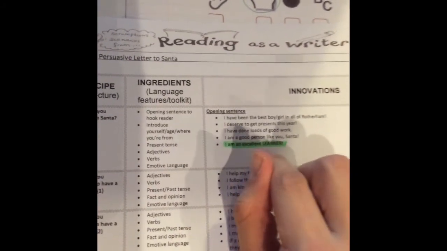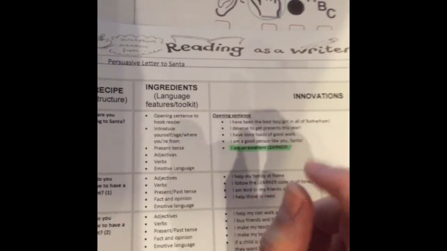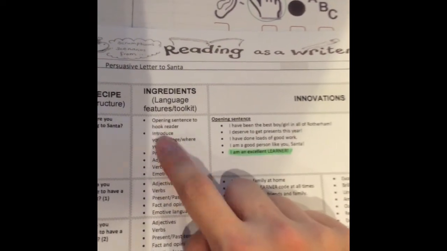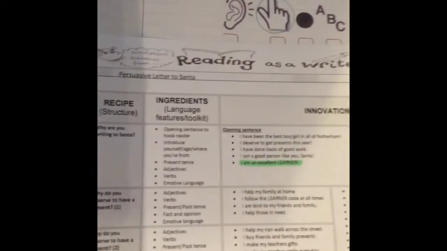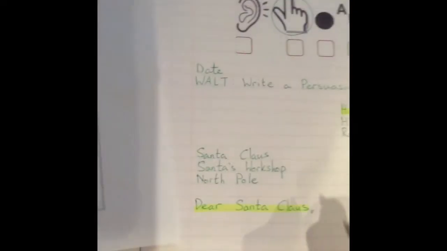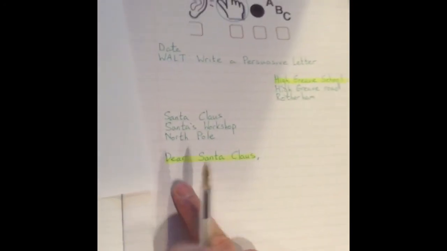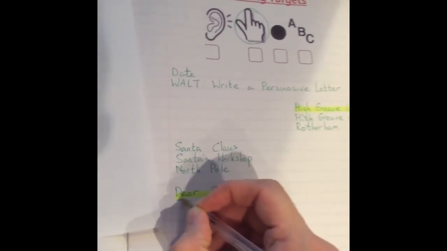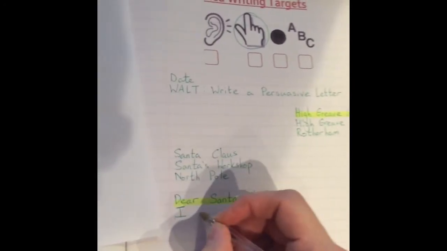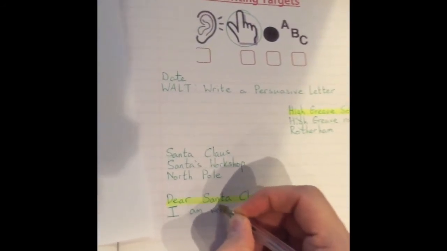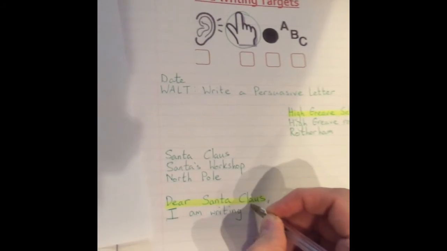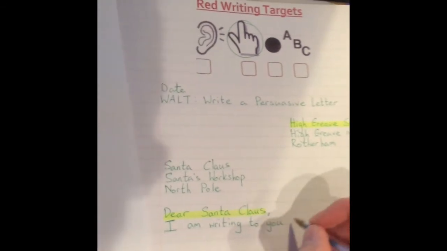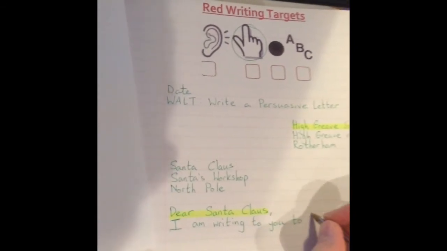So if you remember our letter, it goes, Dear Mr. Tony Stark, I am writing to you because I wish to join the Avengers. This time we're going to change it and we're going to say, Dear Santa Claus, I am writing to you. So we're going to change it to Dear Santa Claus. We're going to skip a line, and we're going to, oops, no, that line there. Dear Santa Claus. So remember, first person, we start with a capital letter. I am writing. Okay, finger spaces. We need to remember those finger spaces. I am writing to you to tell you.